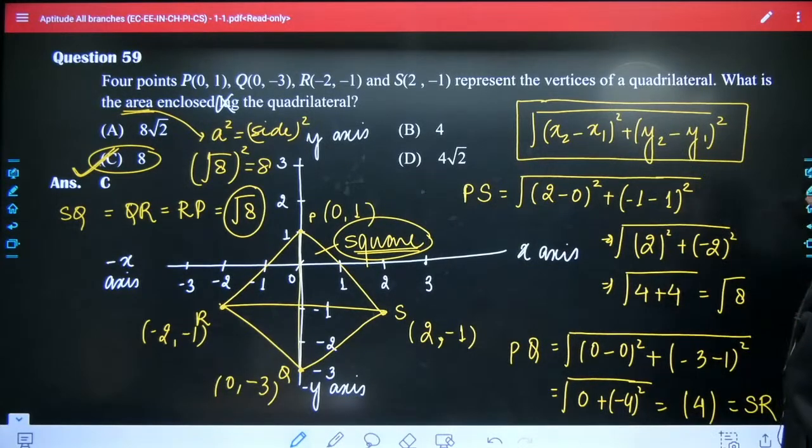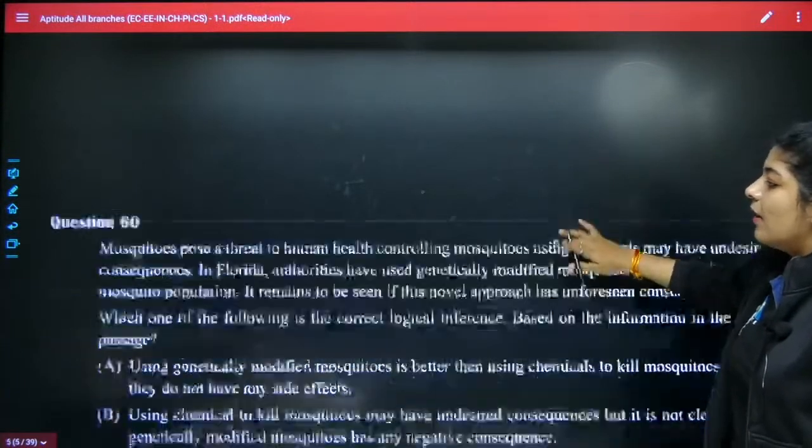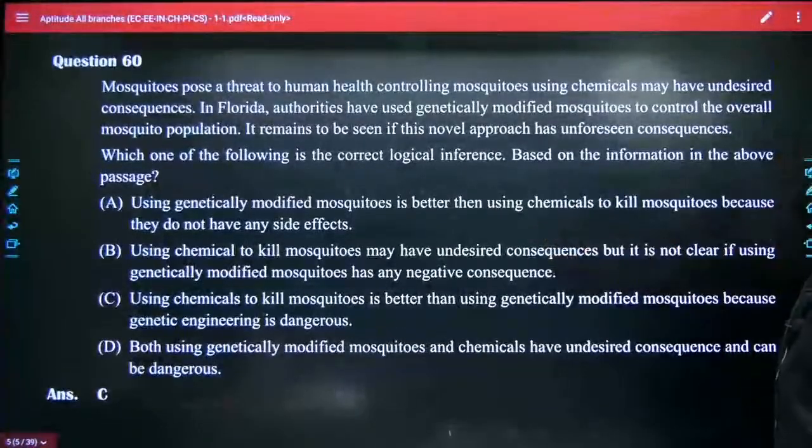Now let's move to the next question, question number 60. Okay, this question is from logical inference.